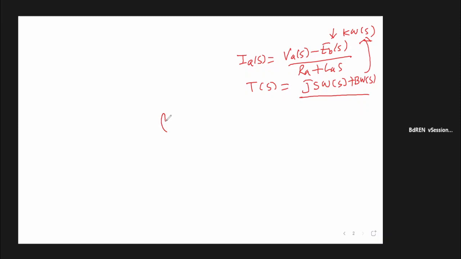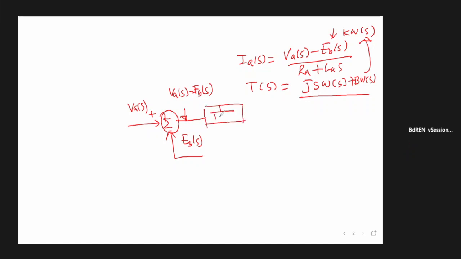So what you can do, you can set a block diagram, something like this. You are putting an input there. That input is your V(s). You are taking some Eb(s) from some other place, and you are subtracting it. Then the output of this summer will be equal to VA(s) minus Eb(s). Is it okay? Yes, sir. Then you multiply this by 1 divided by Ra plus Las. Then what is the output? This output would be equal to Ia(s).